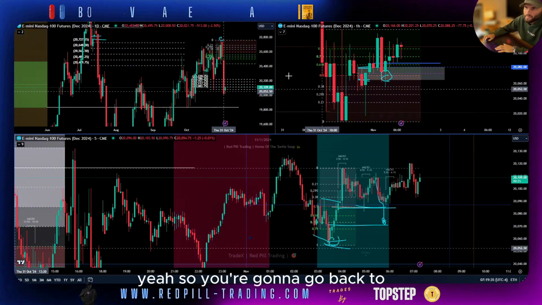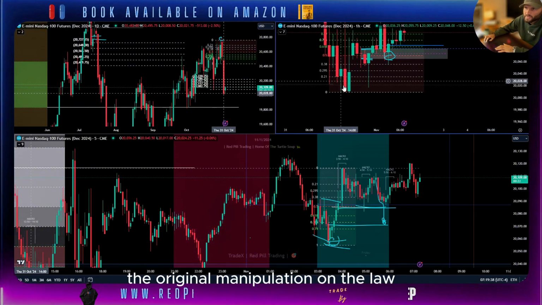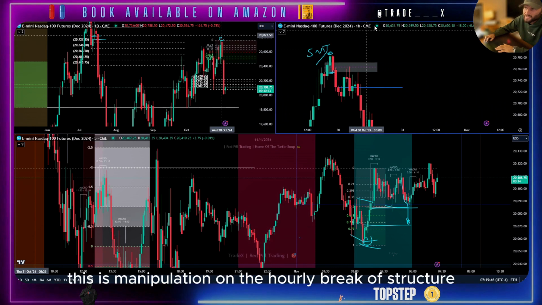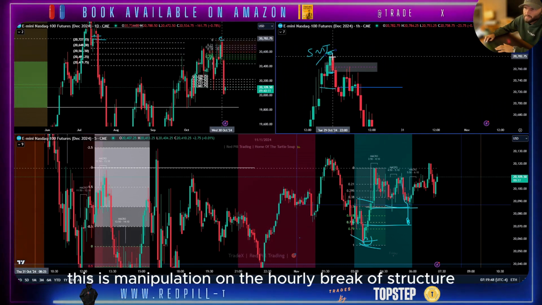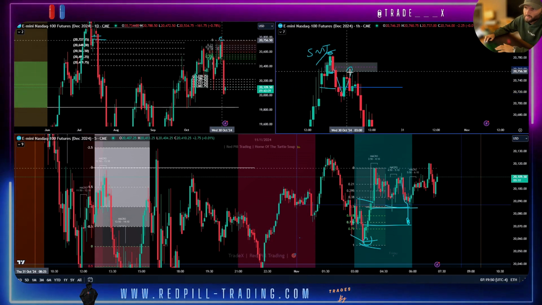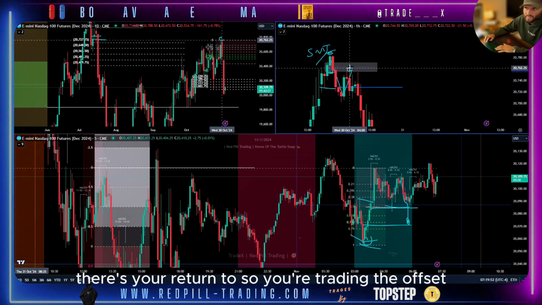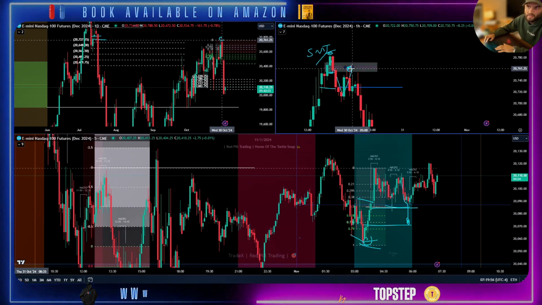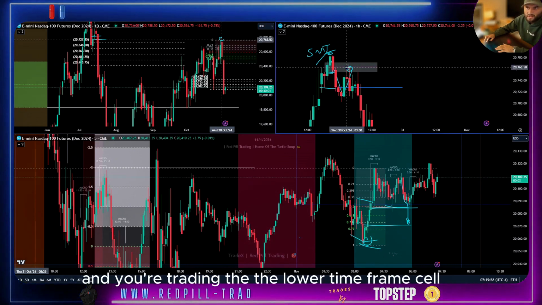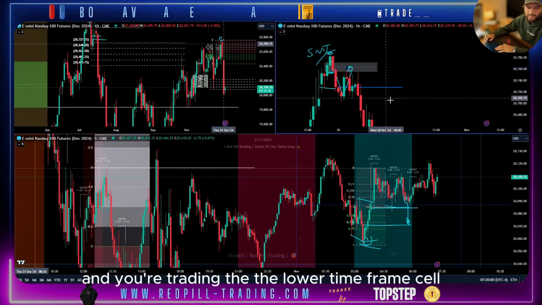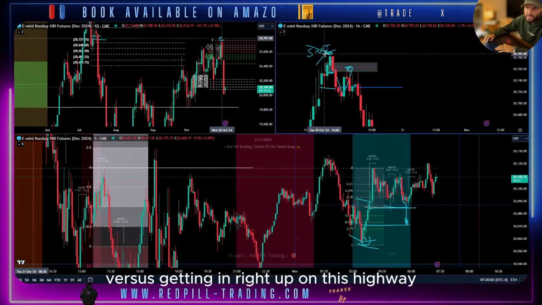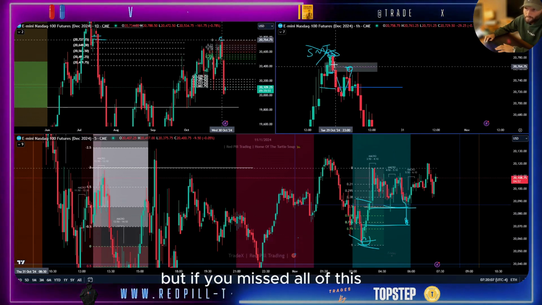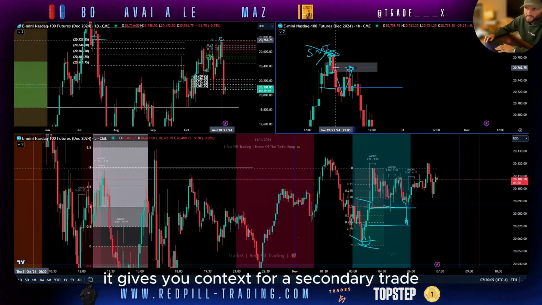Yeah, so you're going to go back to the original manipulation on the low, the hourly manipulation. Essentially this is manipulation on the hourly, break of structure, there's your return to. So you're trading the offset, but it's a high probability offset, and you're trading the lower time frame sell versus getting in right up on this high, which is what you'd predominantly be looking for. But if you missed all of this, it gives you context for a secondary trade.